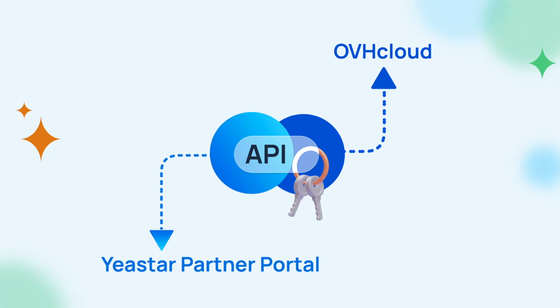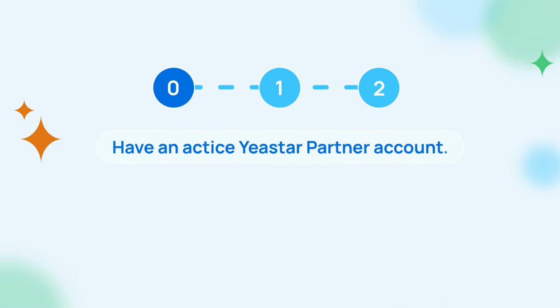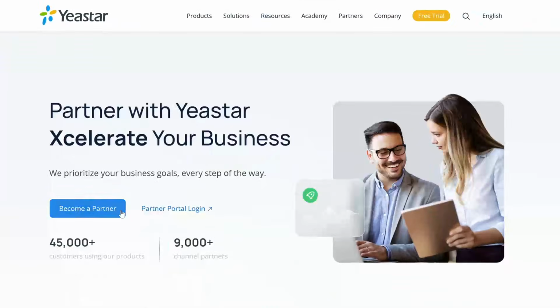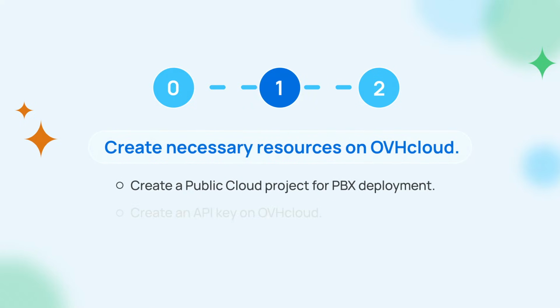be done automatically. To begin, ensure you have an active Yeastar Partner Portal account. If you don't have one yet, you can go check on this link to get yours for free. Then access to OVHcloud with the public cloud project and a valid API key from OVHcloud.